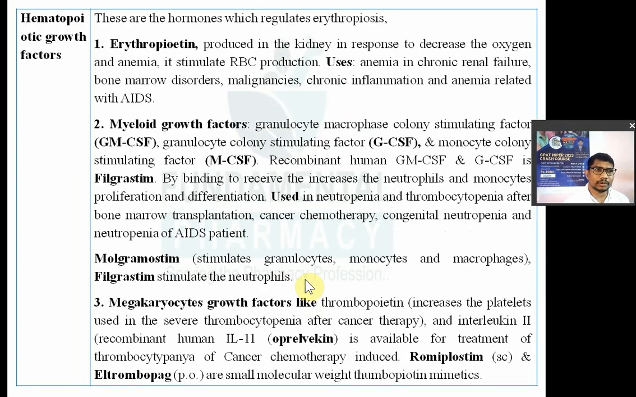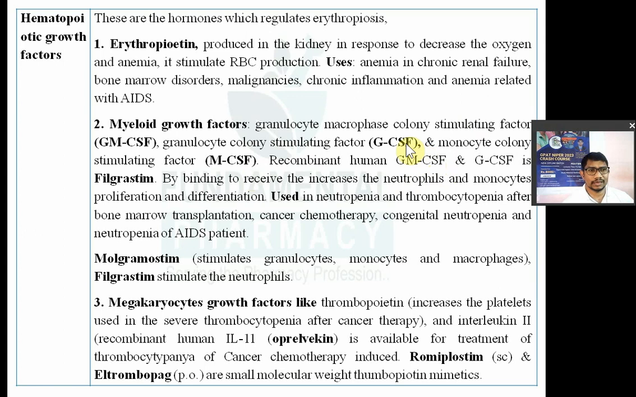These are the hematopoietic factors. Erythropoietin will stimulate the erythropoiesis, will stimulate the formation of RBC, right? Myeloid growth factors like granulocyte colony stimulating factor, GCSF. These are the factors which stimulate the granulocyte formation. Monocyte colony stimulating factor will stimulate the monocyte formation. And GMCSF, granulocyte monocyte colony stimulating factor, will stimulate both granulocytes as well as monocytes, right?